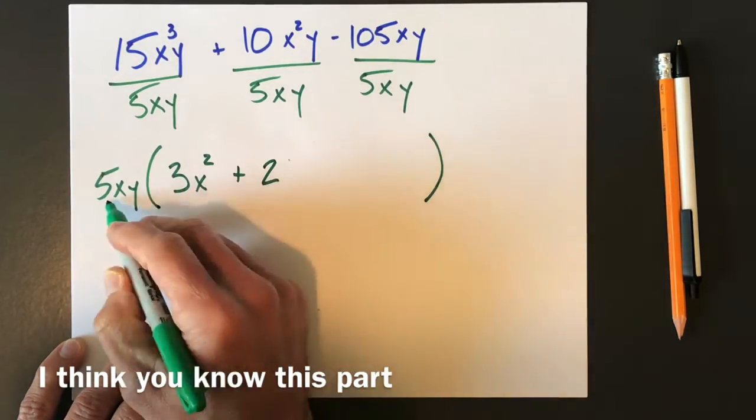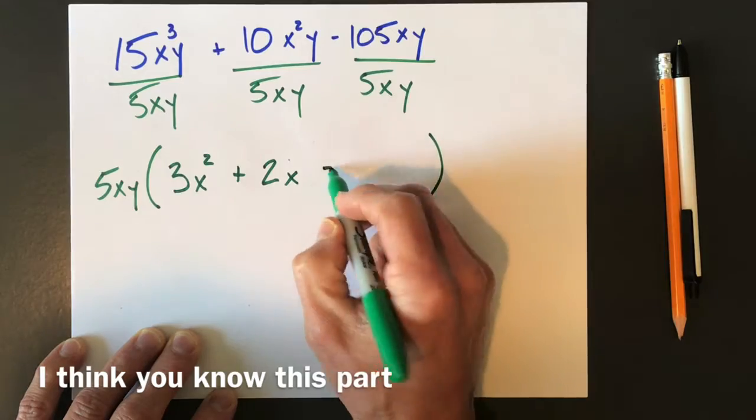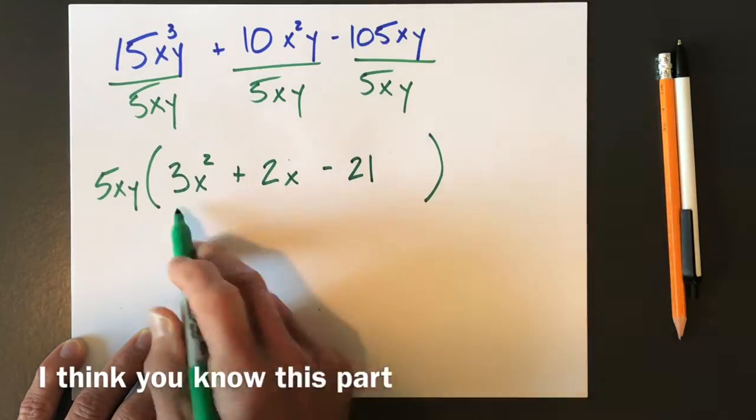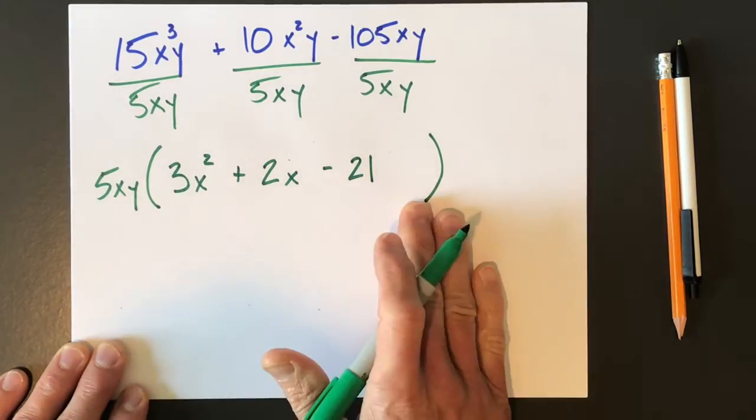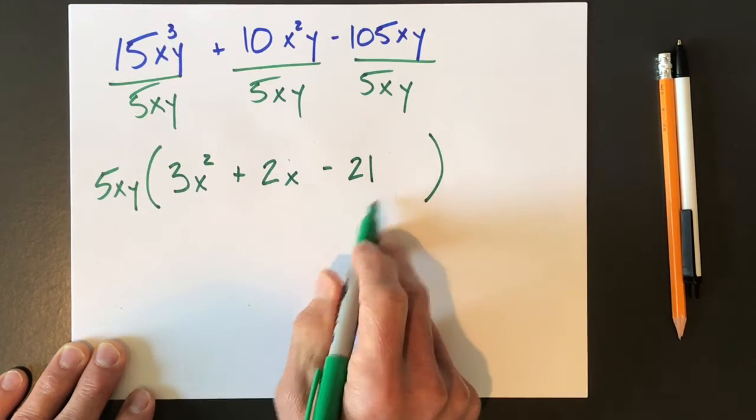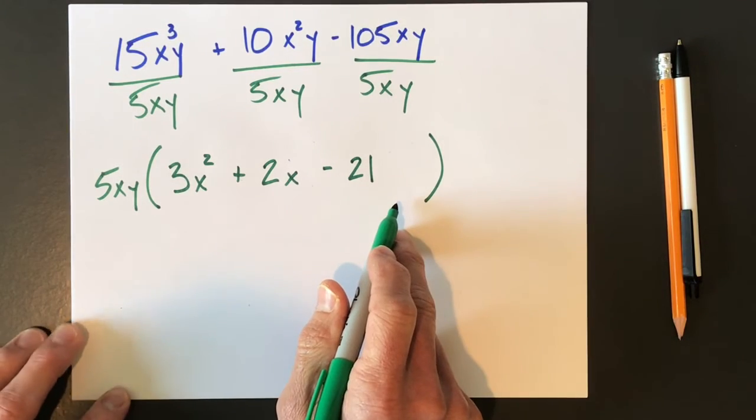5 times blank is 10. X times blank is x squared, and y we don't need. And minus 5 times we said 21. X and y are both represented, so there we go. Now this might be done if this doesn't factor. At this point, I'm going to go ahead and do the factoring piece here and see if it works.